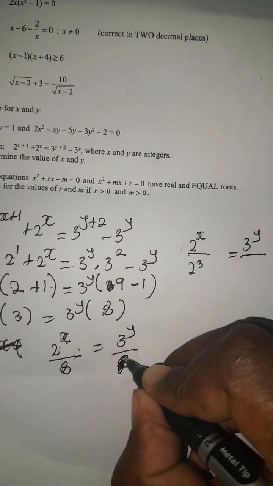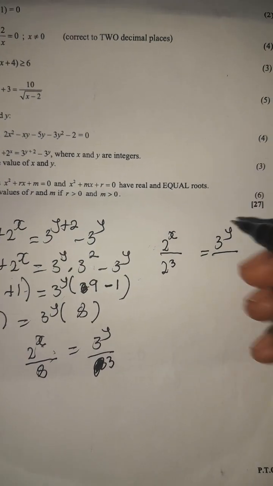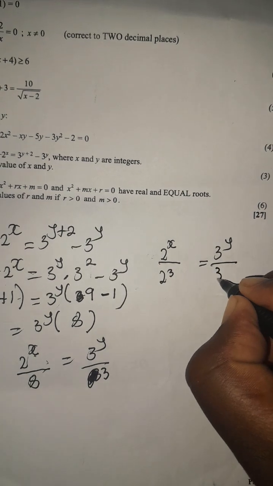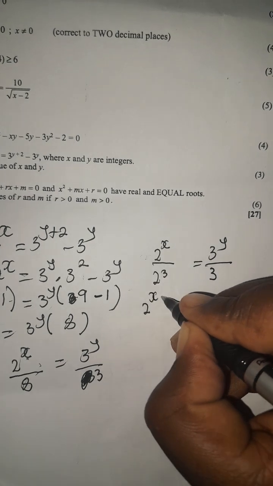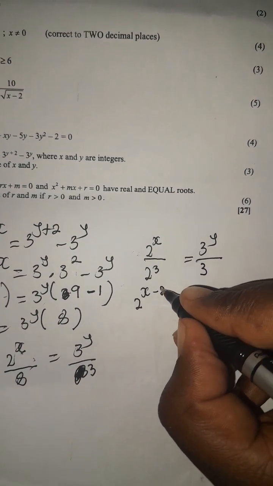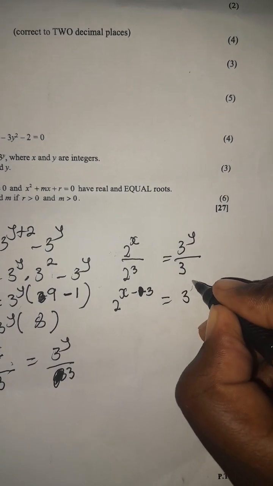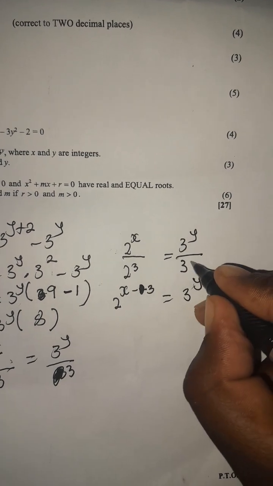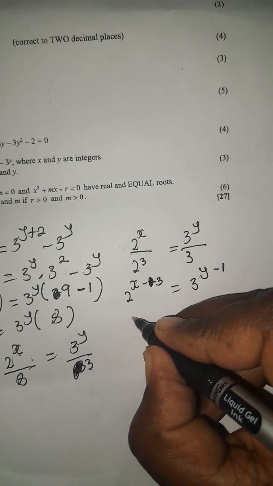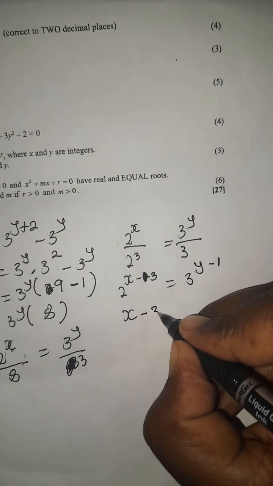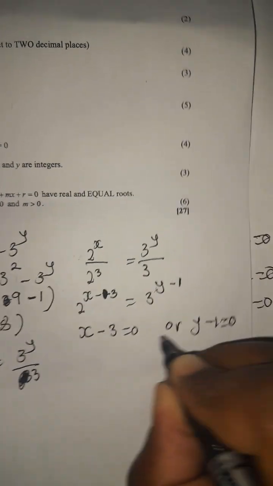Remember here, we're supposed to divide by 3, sorry for that. On one side we're dividing by 8, on the other side we're dividing by 3. So here we're left with 3. With the same base, you subtract the exponents, meaning that we get 2 to the power of x minus 3, as well as y minus 1 as the exponent here. The best way is to take the exponents and equate them to 0.